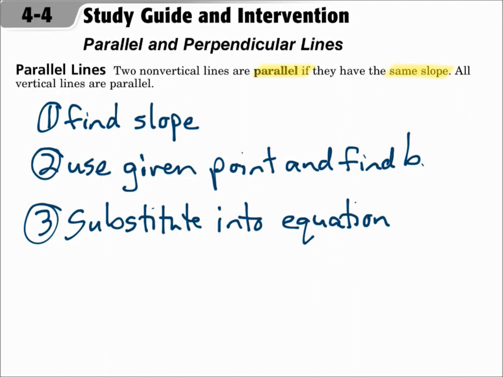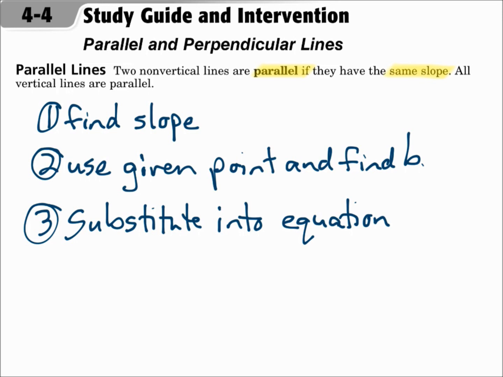This is lesson 4.4, Parallel and Perpendicular Lines. Your objectives are to write the equation of a line that passes through a given point parallel to a given line, and to write the equation of a line that passes through a given point that's perpendicular to a given line.